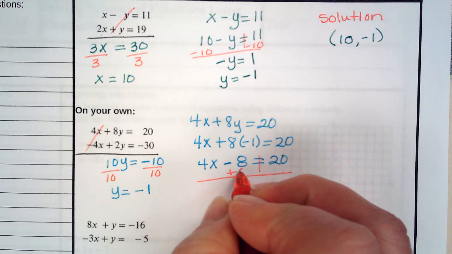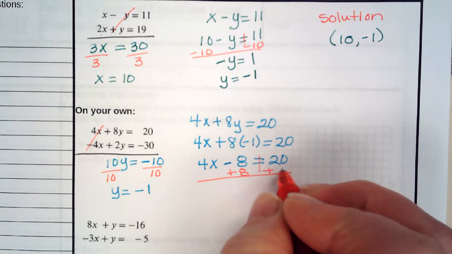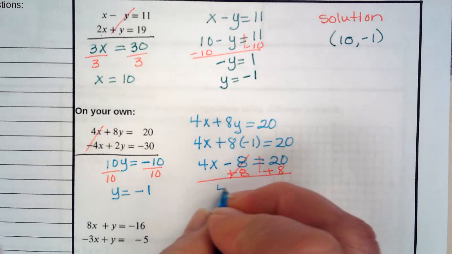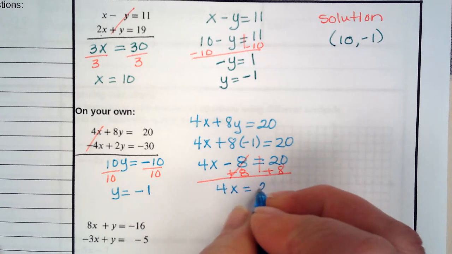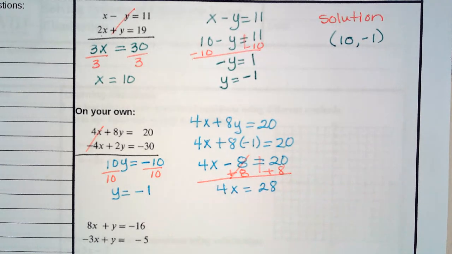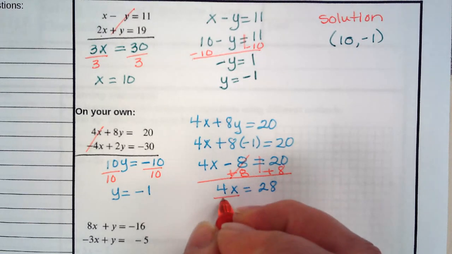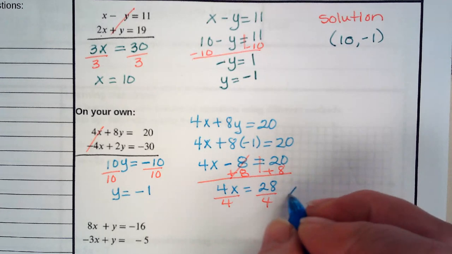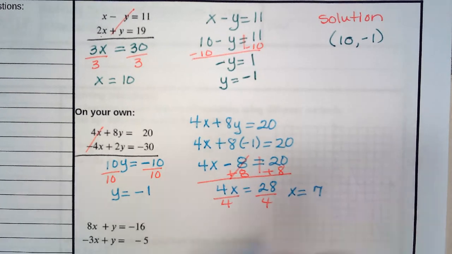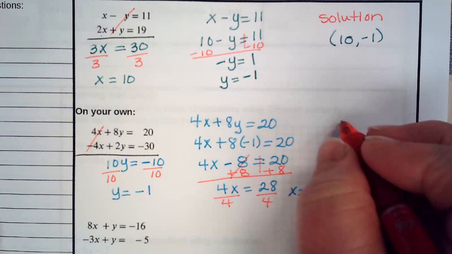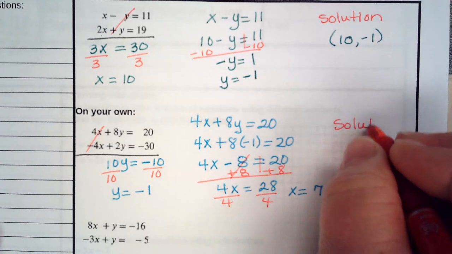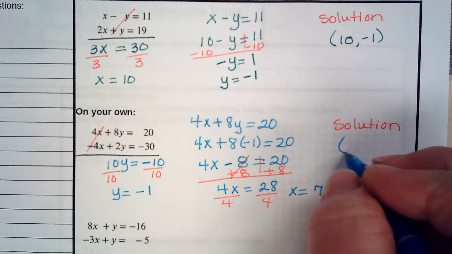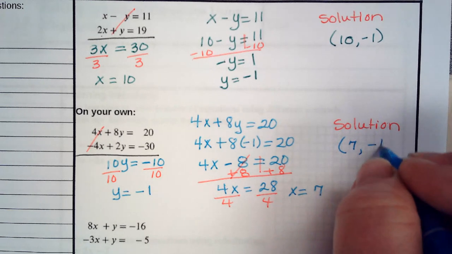Add 8 to both sides. Four x is equal to 28. Divide by 4, and x is equal to 7. So my solution is the point 7, negative 1.